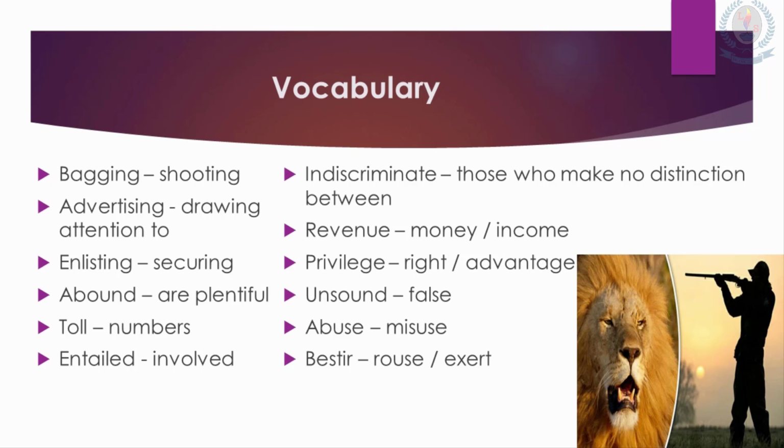Next word, privilege. Privilege means right or advantage. Next word, unsound. Unsound means false. Next word is abuse. Abuse gives the meaning misuse. Last word, bestir. It means rouse or exert.